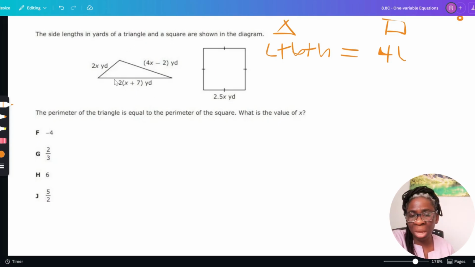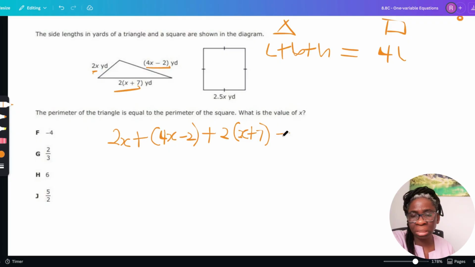So what this is saying is that we have to add 2x plus, let's open bracket, 4x minus 2, then plus 2 brackets x plus 7. This is the perimeter of the triangle. 2x, this is 4x minus 2, and this is 2 brackets x plus 7, equals this one, which is 2.5x. So that means we will have 4 times 2.5x.